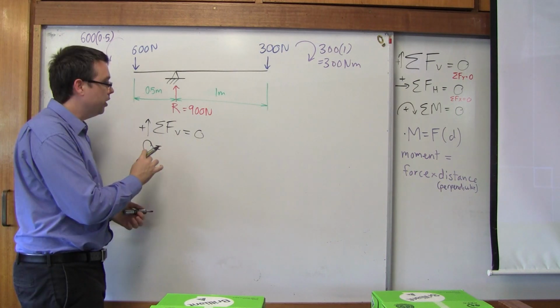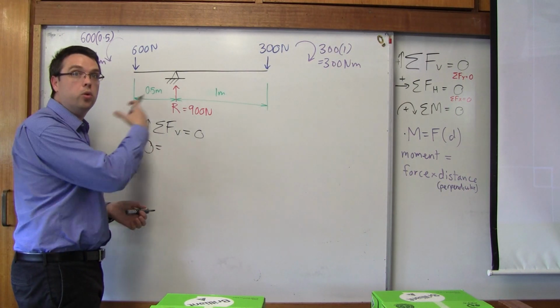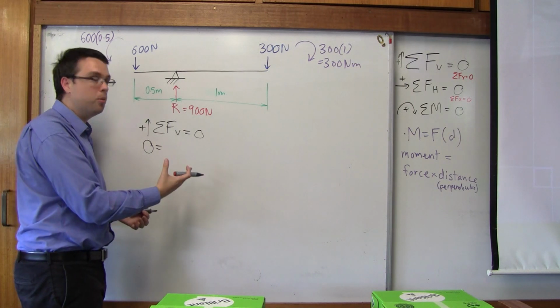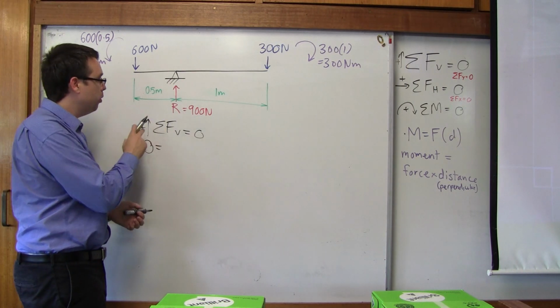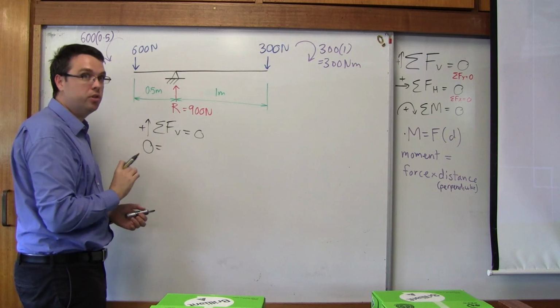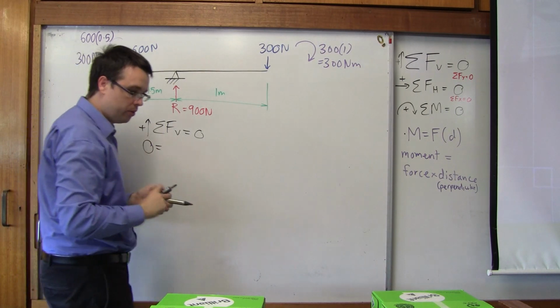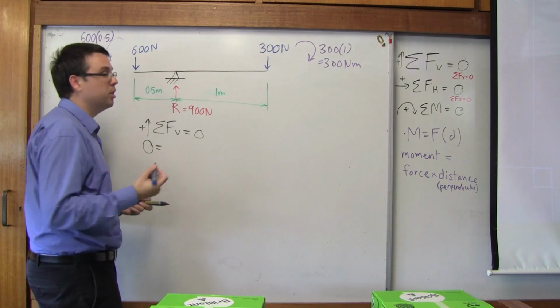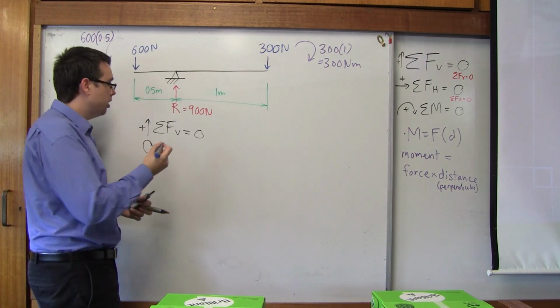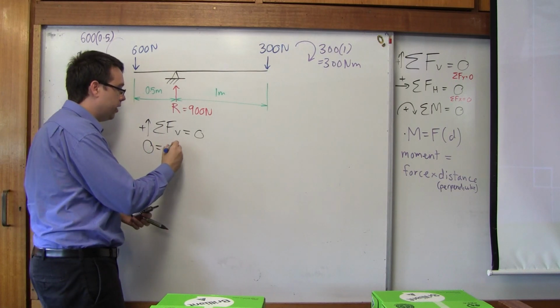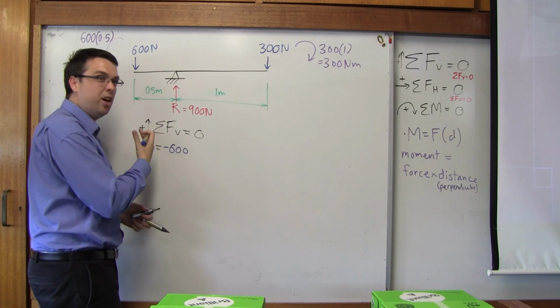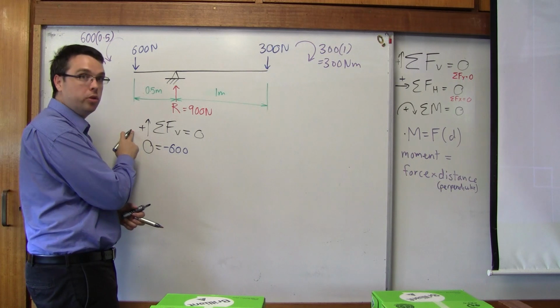If something's not moving, it's in equilibrium. That means all of the forces added together are going to equal 0. So what we've said here is that up is positive. If we go left to right, we start off with the 600 Newton force. Is it going up or down? Down. So we're going to write minus 600 because it's down. Our convention is up is positive.